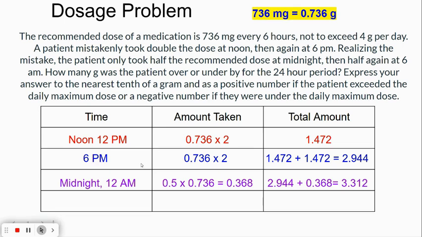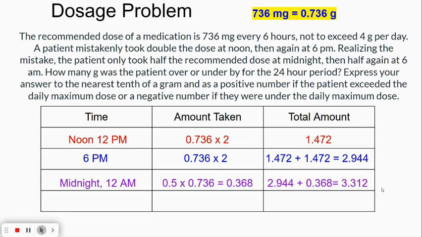So at midnight, they took half of the recommended dose, so 0.5 for the half times 0.736 gave me 0.368. And now I'm going to add this to the 2.944 they already had in their system. So total, by midnight, they've taken 3.312.